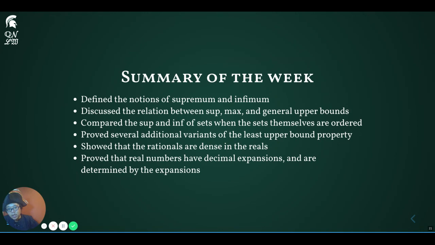In lecture 3, we proved several additional variants of the Archimedean property. These are all consequences of the least upper bound property, and each is a useful tool for analysis. And we showed as a consequence that the rationals are dense in the reals, in the sense that between any two real numbers, you can always find a rational interloper. And finally, in this lecture, we proved that real numbers have meaningful decimal expansions.